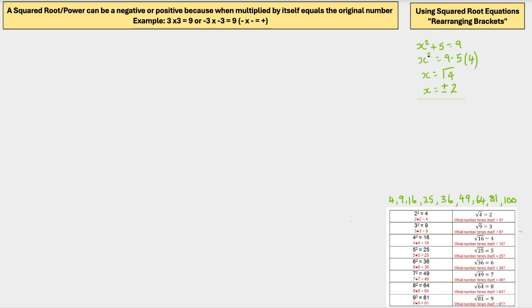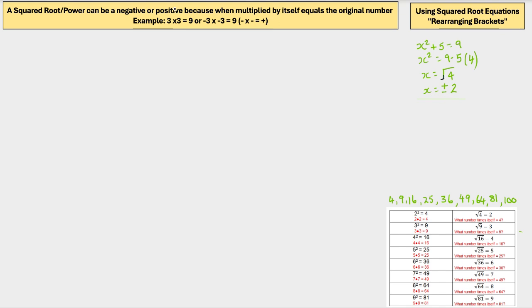Then we got the square root. We square rooted that 4. Granted, it doesn't look very good, my square root sign. And then the square root of 4 is 2. And remember that there's two possible answers. It could be a plus or a minus.